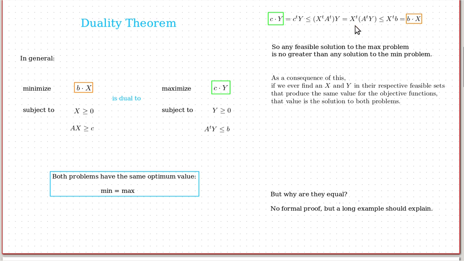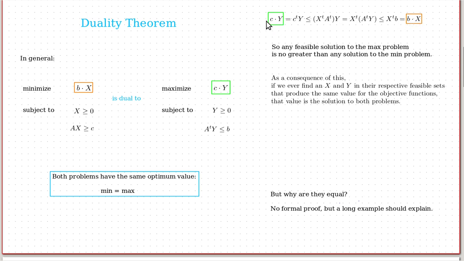And therefore, this is a perfectly valid inference to draw, right? As long as A transpose X is less than or equal to B, then X transpose times A transpose Y will be less than or equal to X transpose times B, right? And then finally, X transpose times B, that is just B dot X, right? Again, we're just transposing the X vector and making it a row vector, and you multiply it by the column vector B. That's the same thing as the dot product B dot X.